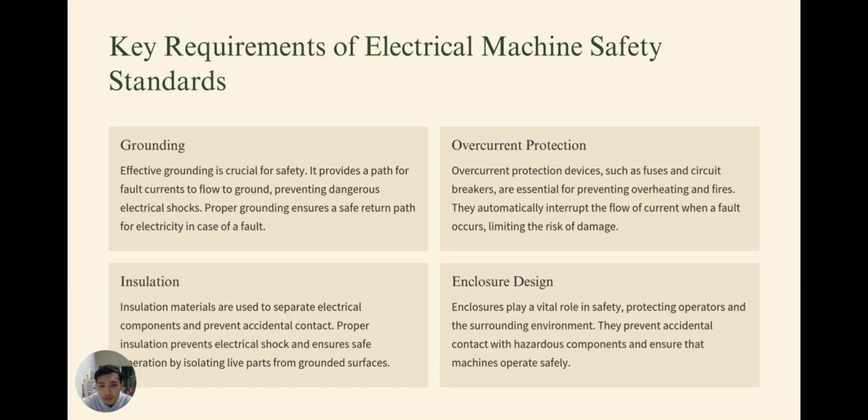The next point is overcurrent protection. Overcurrent protection devices such as fuses and circuit breakers are essential for preventing overheating and fires. They automatically interrupt the flow of current when a fault occurs, limiting the risk of damage. Insulation materials are used to separate electrical components and prevent accidental contact. Proper insulation prevents electrical shock and ensures safe operation by isolating live parts from grounded surfaces.